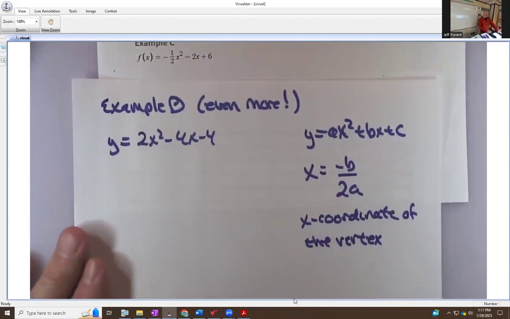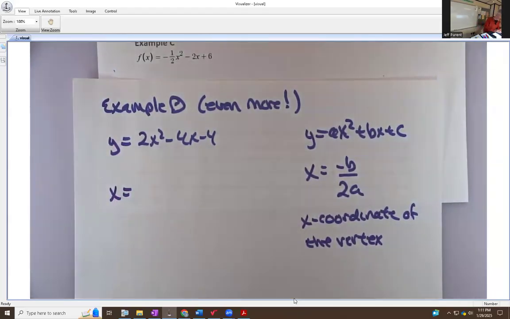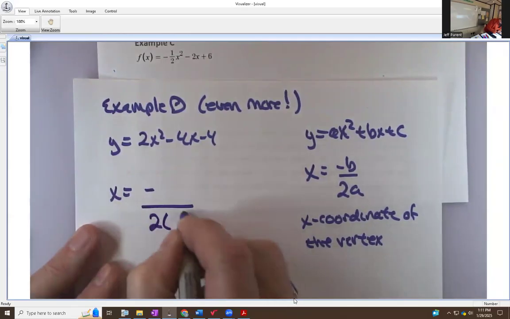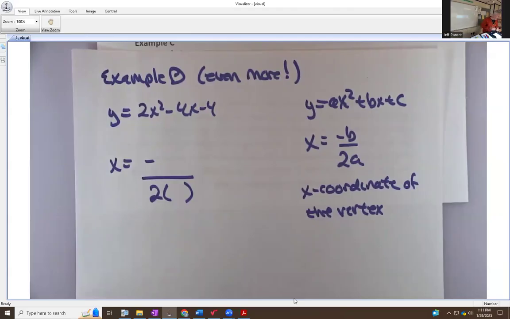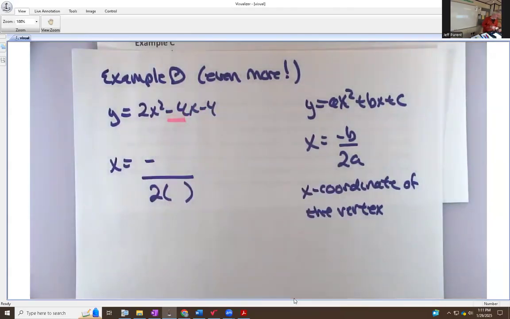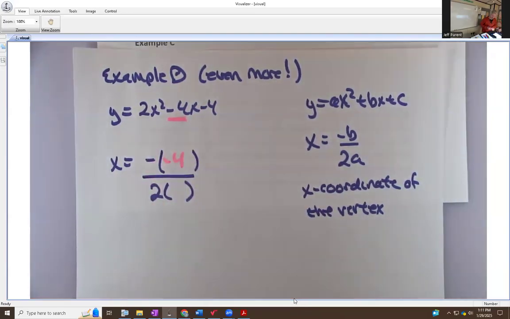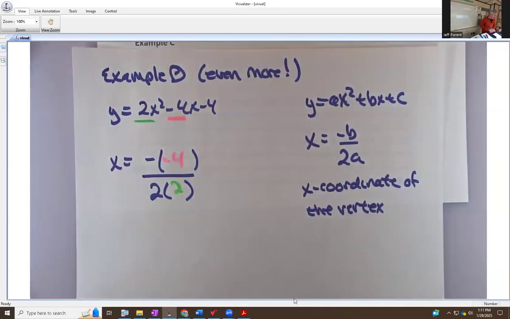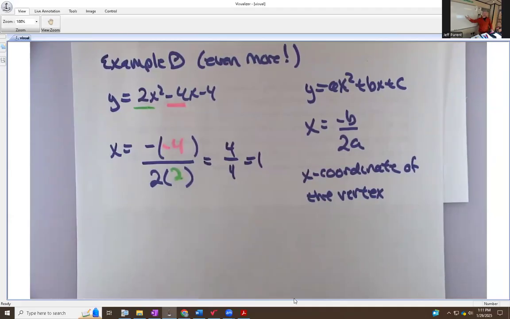Okay. Let's see if we can find that from this right here. X equals the negative of b over 2a. What's b in this case? Negative 4. All right, so the negative of negative 4 divided by 2 times a. What's a? 2. So you end up with the negative of negative 4, which is 4, over 4, or 1. Great. That's the x coordinate of the vertex.